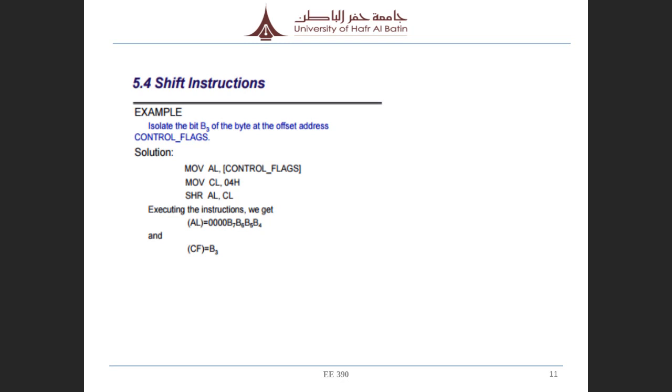Move AL comma, square bracket. A square bracket means the memory location. What is the name of the memory location? For example, control register, any name. That means the offset address is defined by this name, control flags or something like that. Doesn't matter what the name is. So memory location data will come to the AL, and then move CL comma. So we have to isolate bit B3 of the byte. B3 is in the 8-bit data.